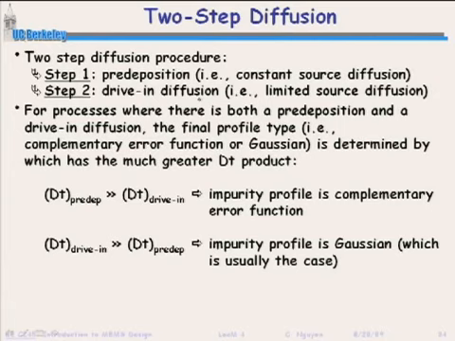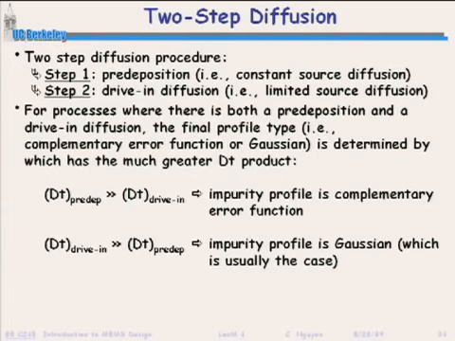So if I'm given a process where I did pre-deposition for a certain amount of time at a certain temperature, then I did drive-in for a certain amount of time at a certain temperature, what is my final profile going to look like? Is it going to be Gaussian? Is it going to be complementary error function? Or is it going to be some combination of both? The answer is that usually one of them has a much larger Dt product, which is diffusion constant times the time at high temperature, than the other one. And the one that has the higher Dt product is the one that wins.